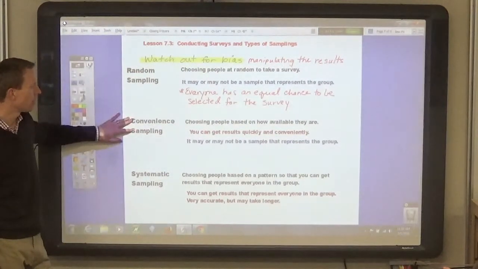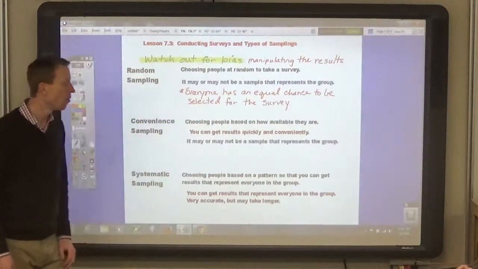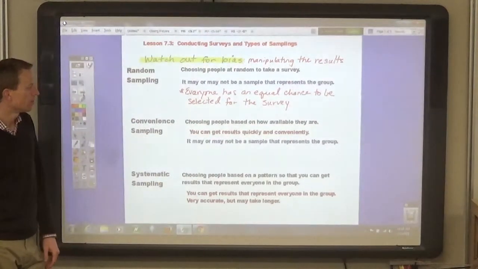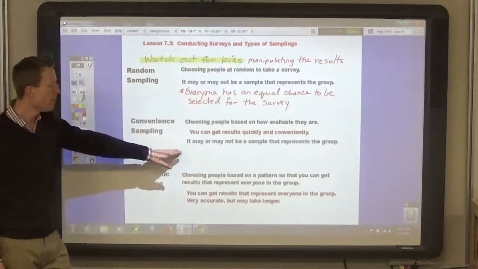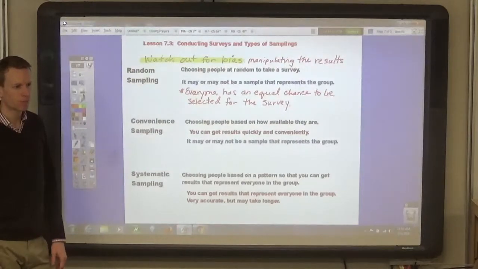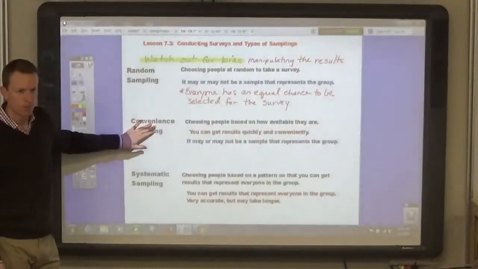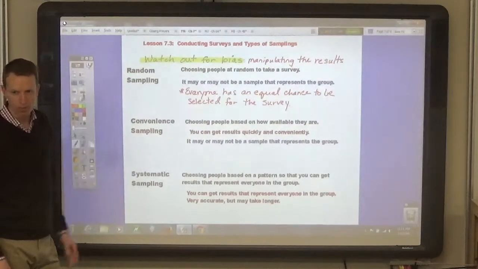In convenience sampling, you're choosing people based on how available they are, but you may or may not get a sample that represents the group. And we talked about both of these may or may not be a way that represents the group. Okay?